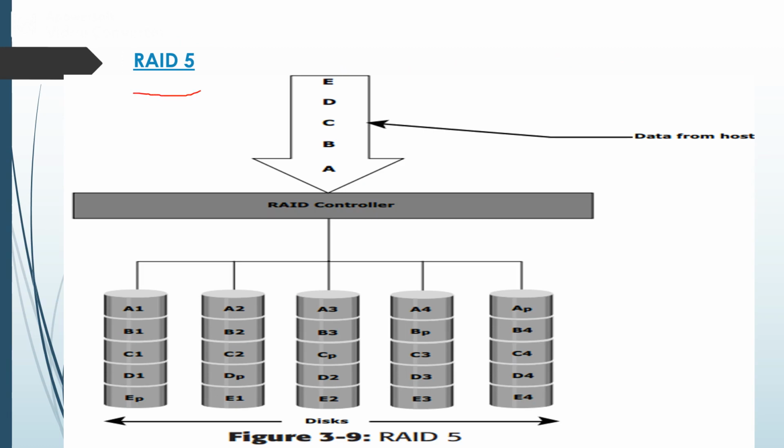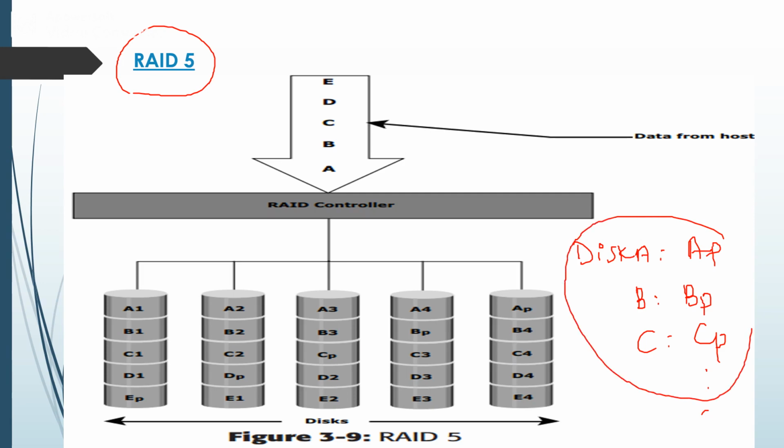The diagram shows the RAID 5 configuration, and we can observe that the data from the host are A, B, C, D and E. Now the RAID controller will calculate the parity for disk A as AP, for disk B as BP, for disk C as CP and so on. Now, instead of storing these parity values within the same disk or a dedicated disk, we can make use of the concept called distributed parity. So we can distribute the parity among other disks.